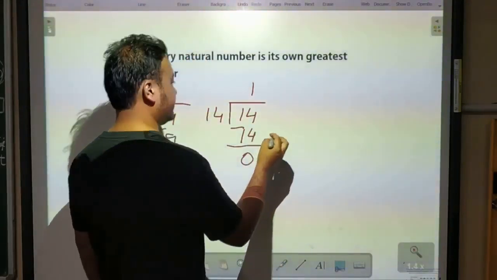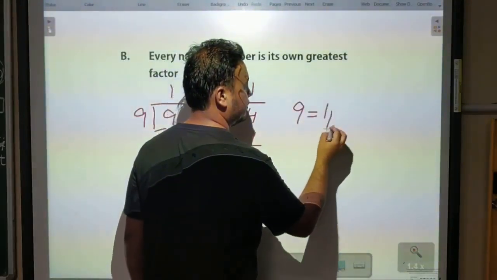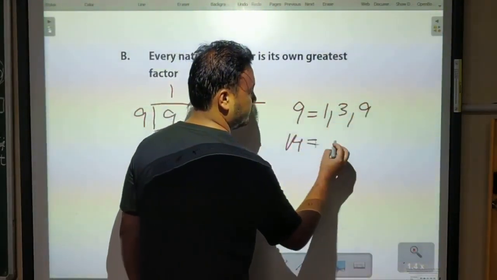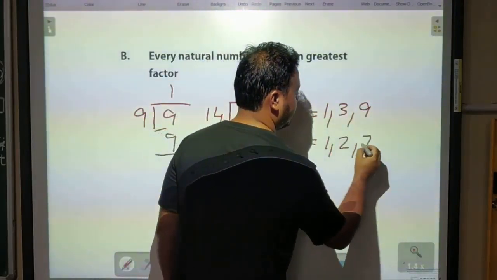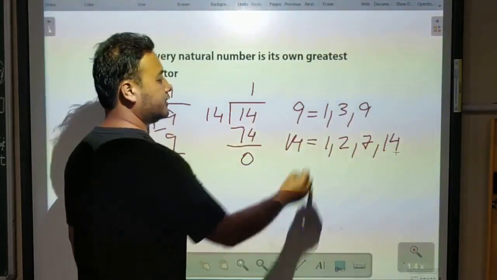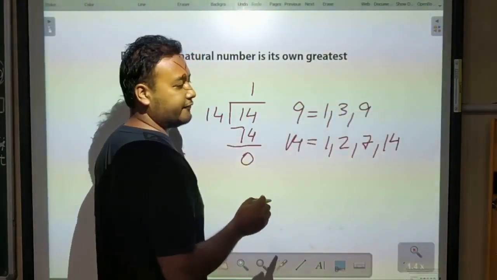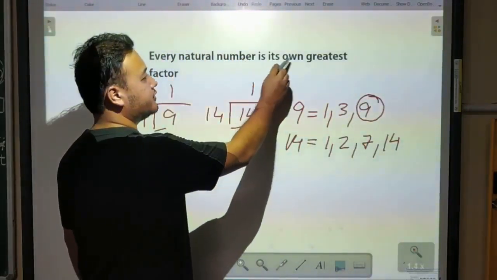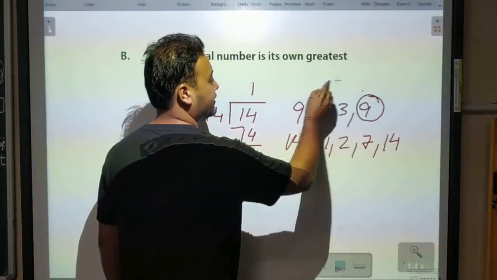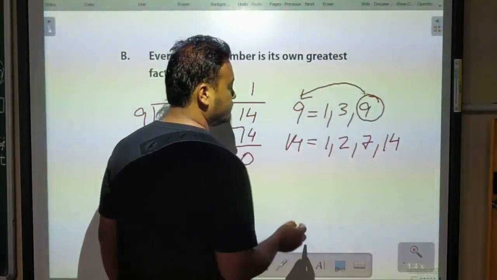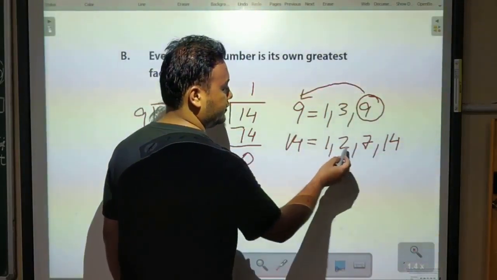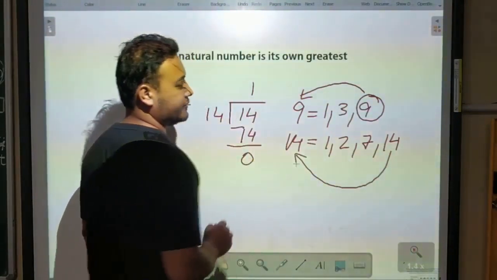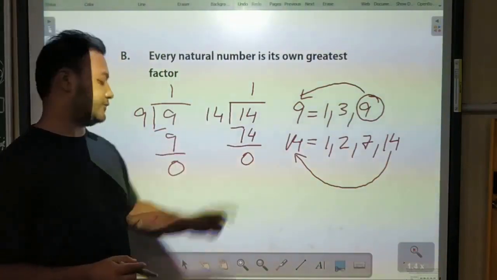Okay. So if you list out the factors of 9, it is 1, 3 and 9. The factors of 14, 1, 2, 7 and 14. Now among these factors of 9, which is the biggest factor? That is 9 itself. That is what the property says. Every natural number is its own greatest factor. So 9 is the greatest factor of 9. Among factors of 14, 1, 2, 7 and 14, which is the biggest factor? 14 is the biggest factor and it is the number itself. So this is what the second property says.